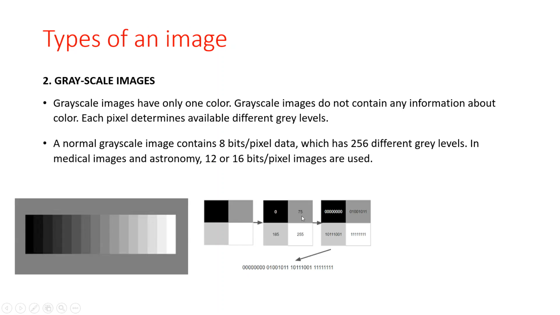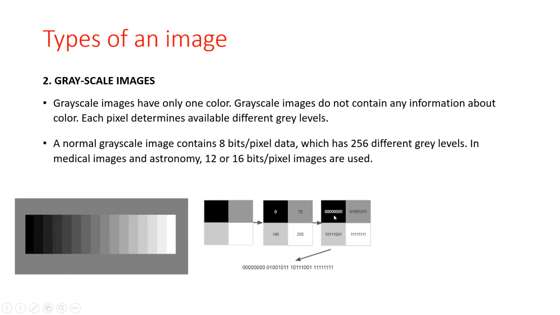So here we have the number 75. So we get this gray value 185. So this is also a gray value, and 255, because in the grayscale we have a total of 256 different grayscales. So 0 represents black color and 255 represents white color. And this is a binary representation of these values.